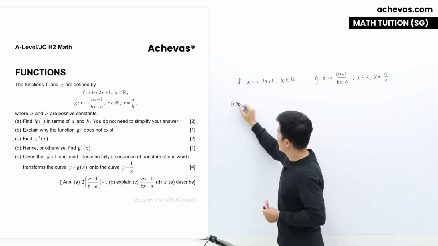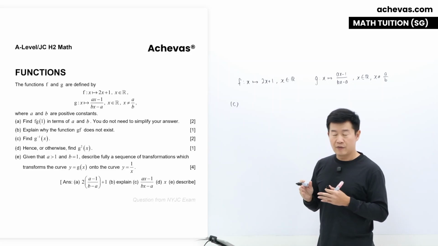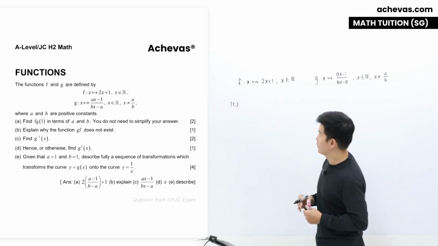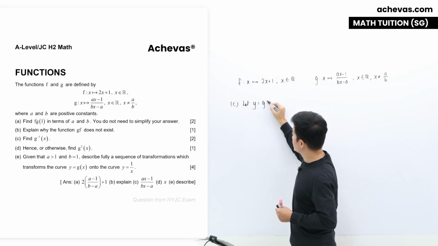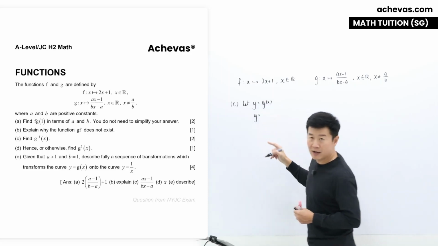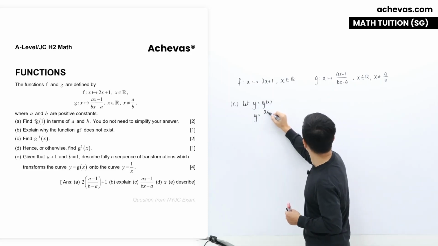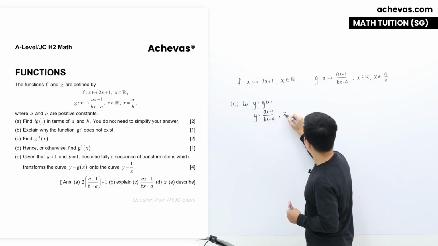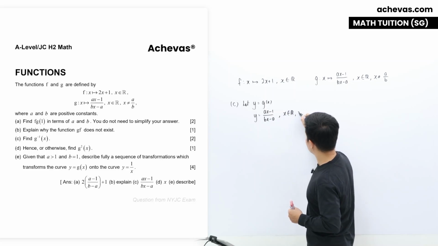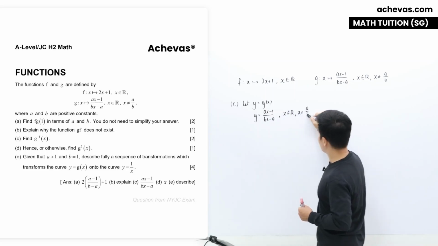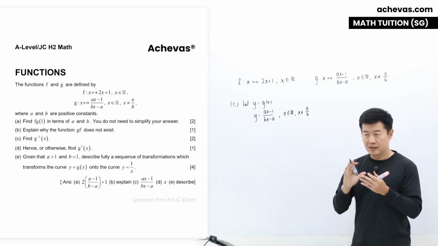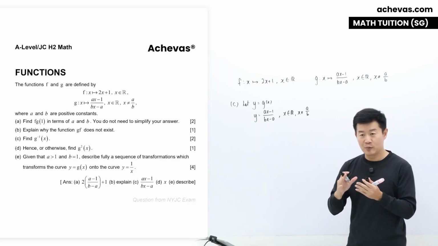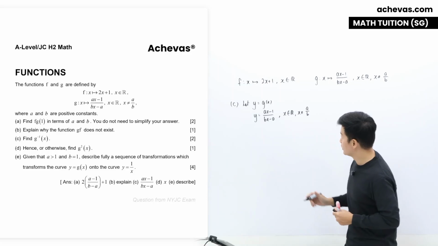In part C, we are going to try to find the function G inverse x, the expression of function G inverse x. So we are going to let y be equal to g(x), which means that y is equal to ax minus 1 over bx minus a, where x are all real numbers and x cannot be equal to a over b. We're going to try to make x the subject to reverse the roles of x and y. We are going to make x the output and y the input.